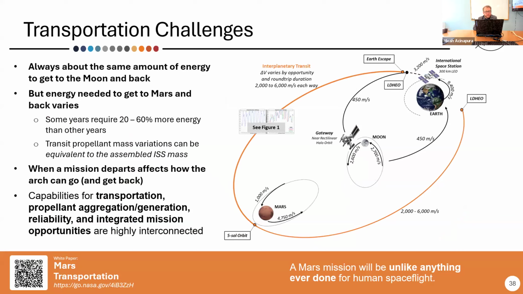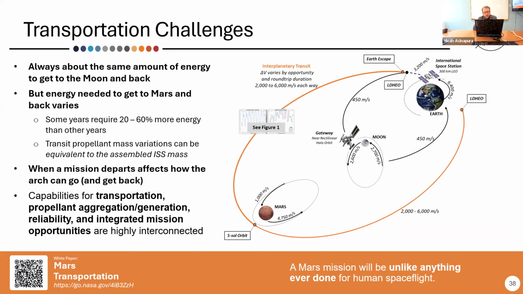But the energy that we need, like I said, it varies. Sometimes it requires 20 to 60% more energy in one year versus other years based on the distances and the orbits. And the transit propellant mass variations have the potential, from one transit versus another based on the proximities of Earth and Mars, to be equivalent to the entire mass of the International Space Station. That's just the delta in fuel mass. So we're really talking about a scale bigger than anything that we've done before.